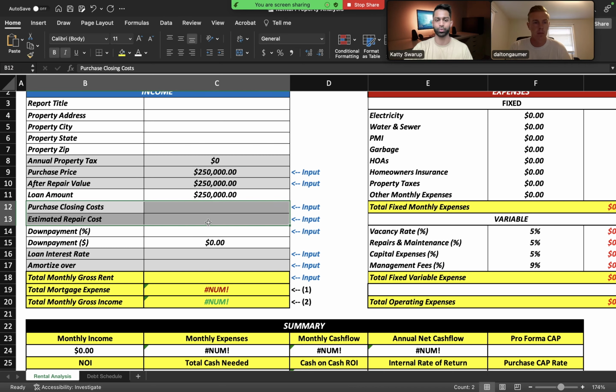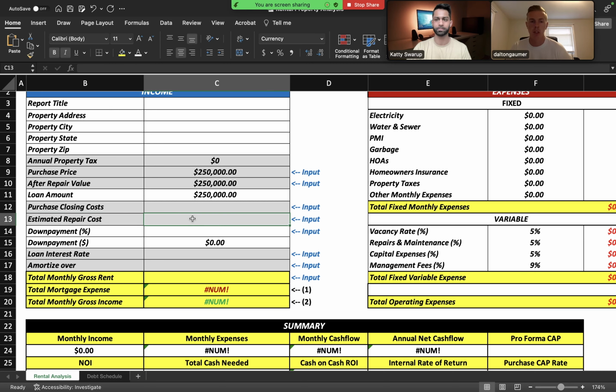So this right here are the two inputs that you're going to put in. And Dalton, what did we say? What's the percentage that we use for the closing cost and estimated repair cost? Now the repair cost obviously depends on the quality of the property as well. If it needs a lot of work, you'll put in more, versus if it's fully well done, maybe not so much. But what's a typical percentage that we use?